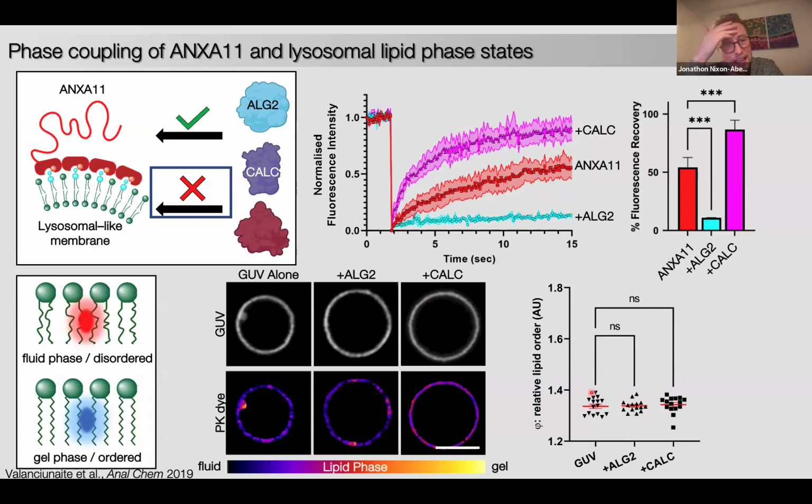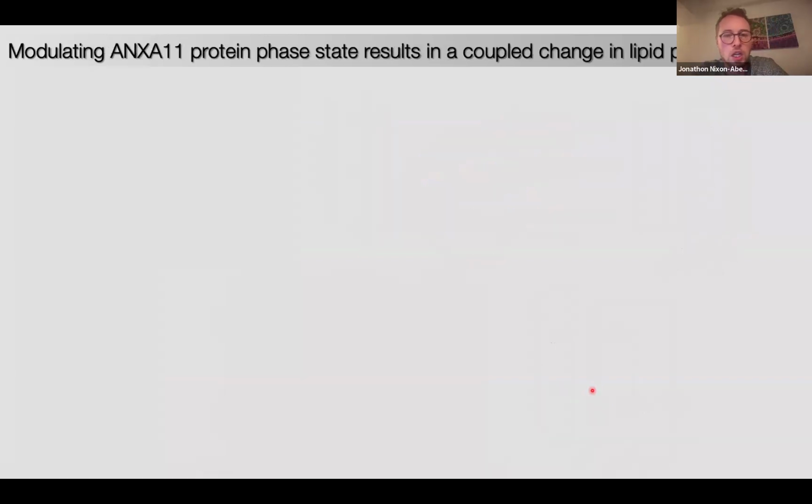So collectively, then, I think ALG2 and calcyclin, we reasoned, provided us with a pretty powerful and physiologically relevant method to tune the phase state of annexin A11 to be either more liquid in the case of calcyclin or more gelled in the case of ALG2, but crucially, without having any direct effects on the phase state of our lipid membranes. So we can now use these two modulator proteins to test our idea of phase coupling.